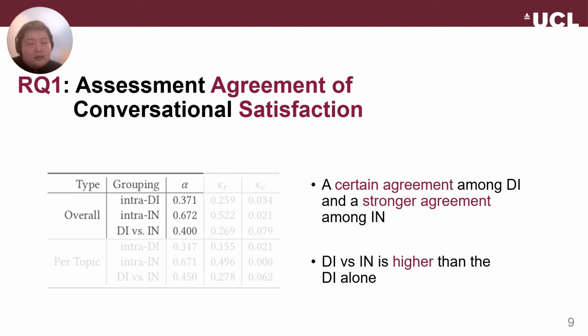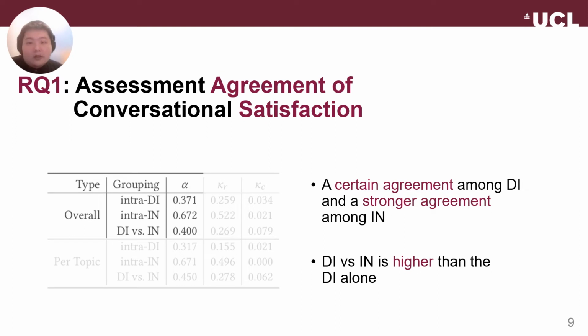These are the results and the findings for research question 1. On the left-hand side, we have the table where we picked three different agreement coefficients: the Krippendorff's alpha, the Randolph kappa, and the Cohen's kappa. This table shows the scores in different types and groupings, where we found there is a certain agreement among direct assessment and a stronger agreement among indirect assessment.